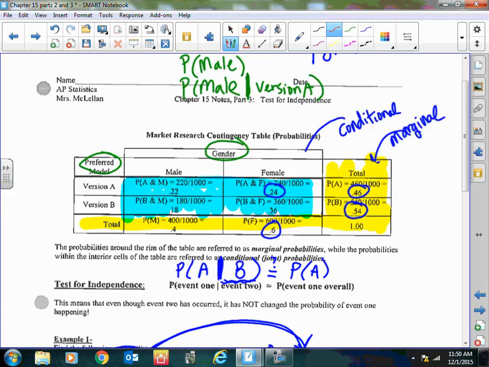Okay, all right. So let's make up one more. Pick another way that you could test this. Probability of picking overall one. Version B. All right.